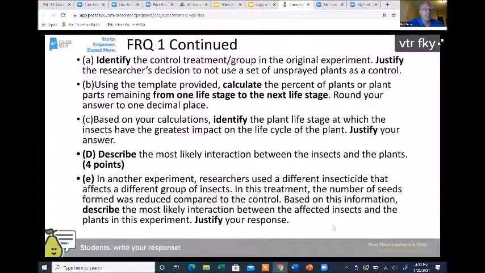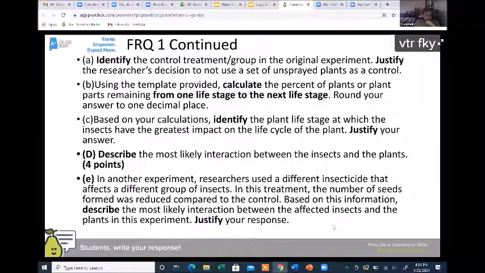Say the control group was the plants that were sprayed with only water, no insecticide. Be exact with your wording. And the justification: let's say you had a control group that wasn't sprayed with anything. Why would that not be a good control group? Somebody unmute. Tell me why an unsprayed set of plants would not be a good control group.